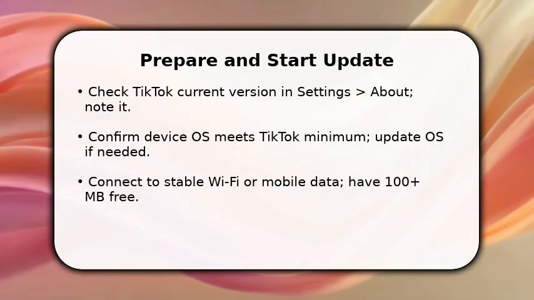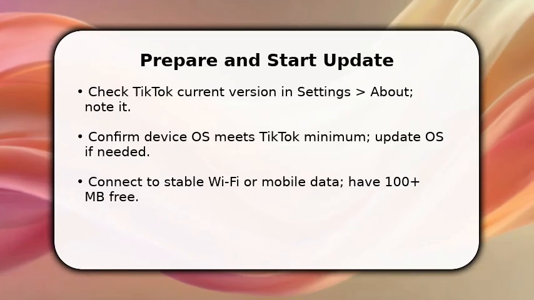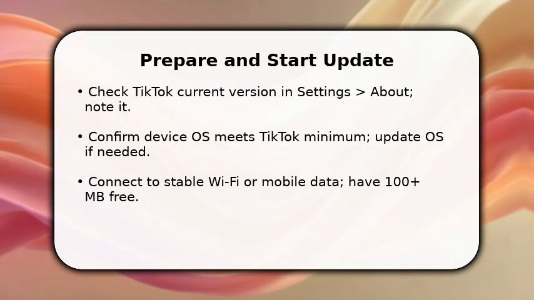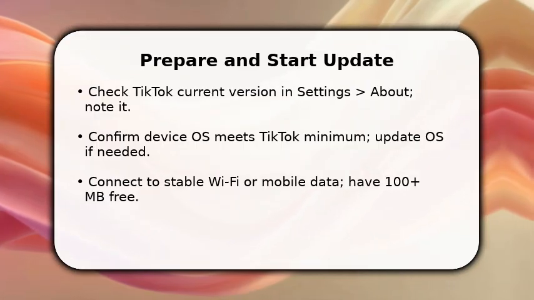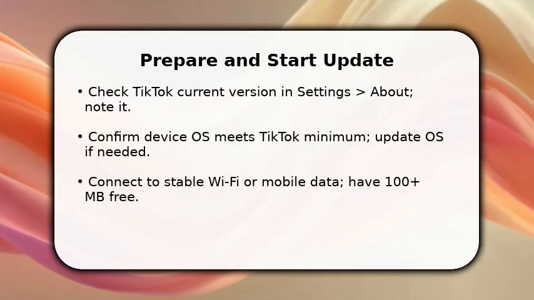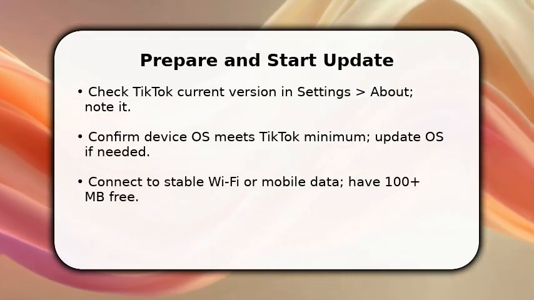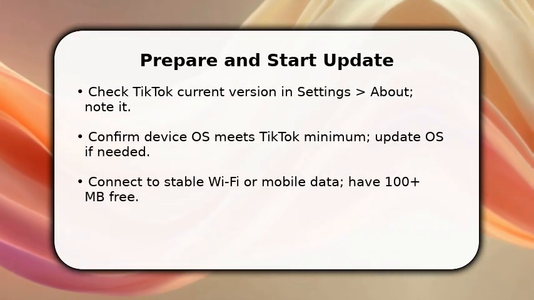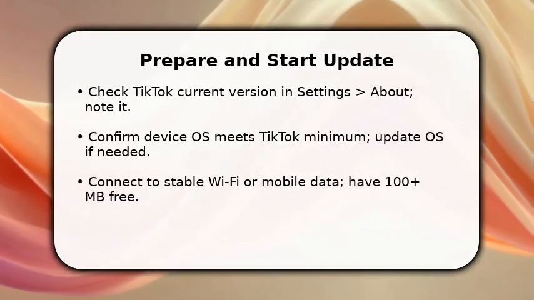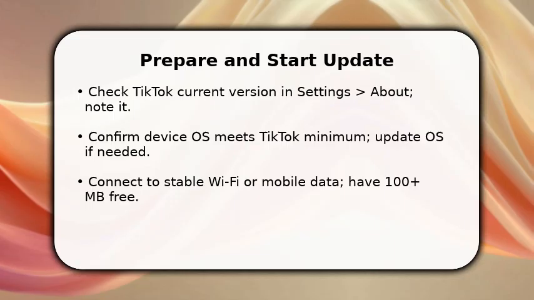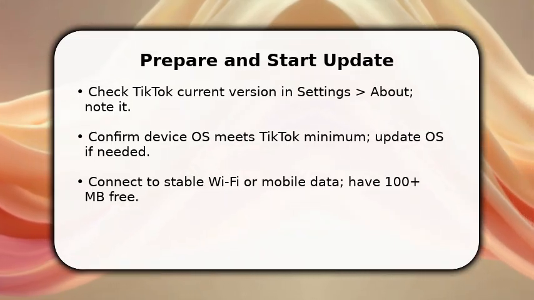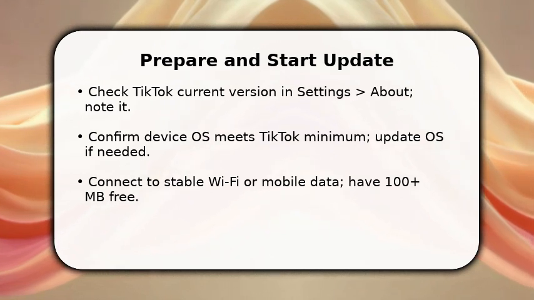You start by confirming prerequisites. Check your TikTok version in settings and make sure your device OS meets the app's minimum requirement because incompatible systems block updates. Once done, connect to a reliable Wi-Fi or good cellular signal and free up about 100 MB of storage to avoid interruptions. Next, open the App Store or Google Play, search TikTok, and tap Update. This ensures you get the official release and maintain your account and settings.